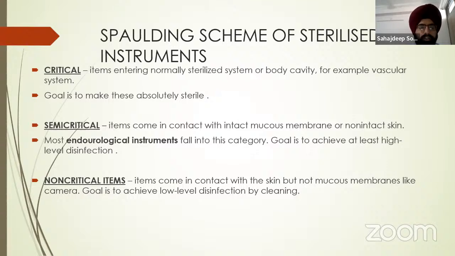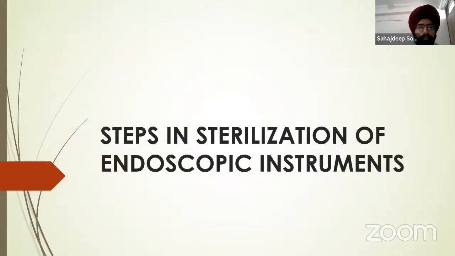Then come semi-critical instruments. These are the instruments which come in contact with intact mucous membrane or non-intact skin. Most of our endourological instruments fall into this category, and here the goal is high-level disinfection. Then come non-critical items which come in contact with intact skin, but not with mucous membrane, like the camera. Here the goal is to achieve low-level disinfection by cleaning.